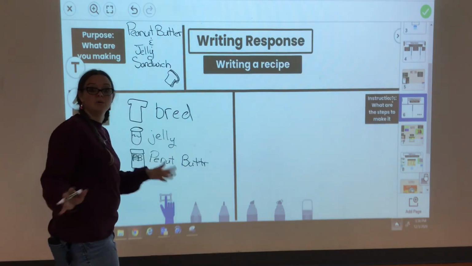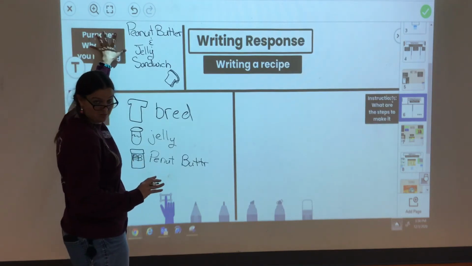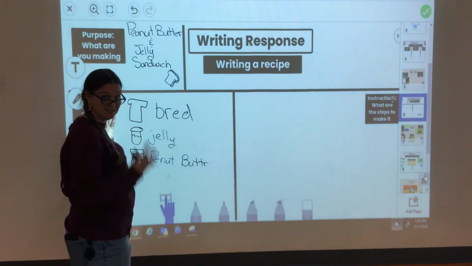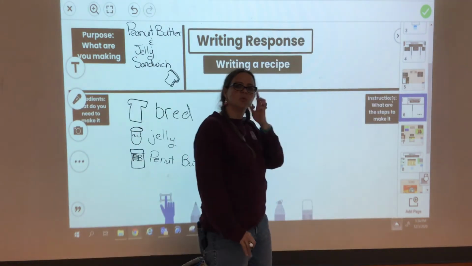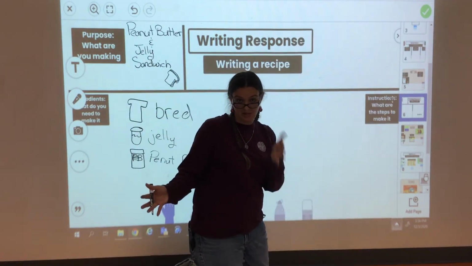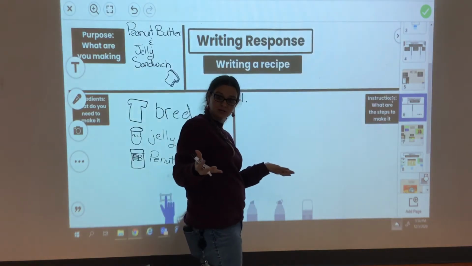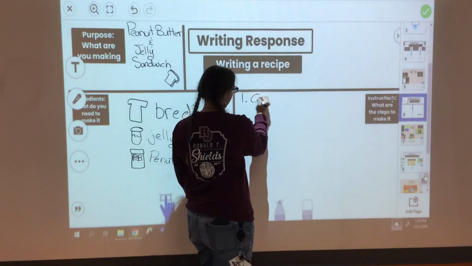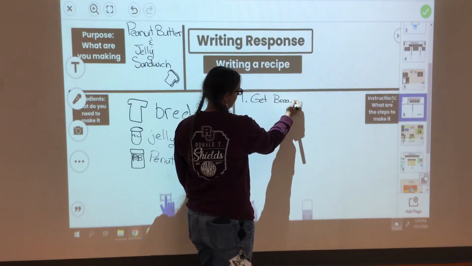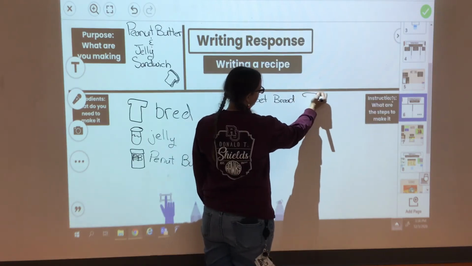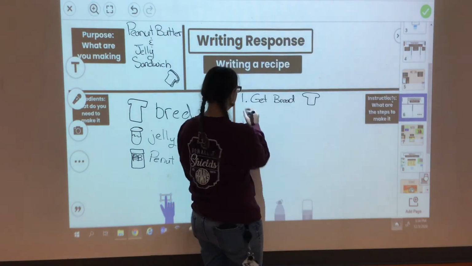So those are our ingredients. What are we making? Our purpose, peanut butter and jelly sandwich. Our ingredients, what do we need to make it? And then next is our instructions. What steps do we use? Okay, so first, we got to get the bread, right? So we're going to get the bread. Get bread. And I'm going to put a picture of a piece of bread. Okay, bread. 2, what's next?